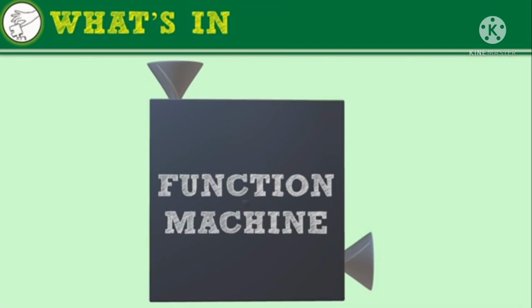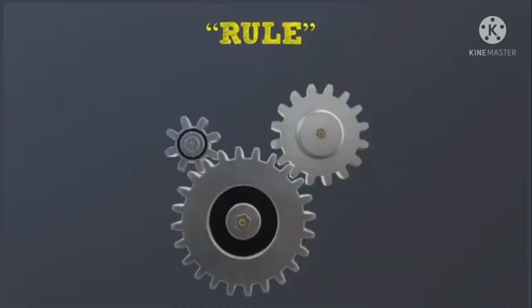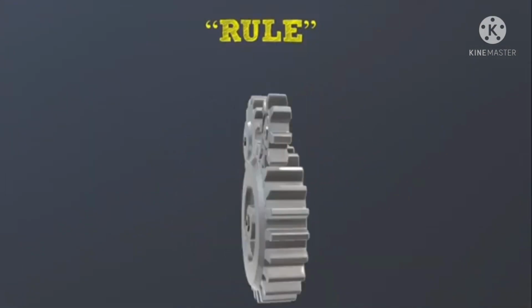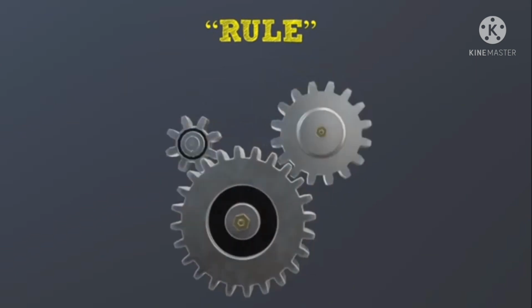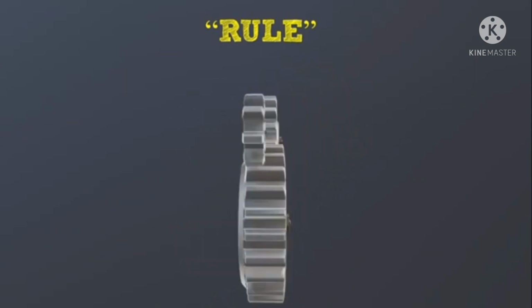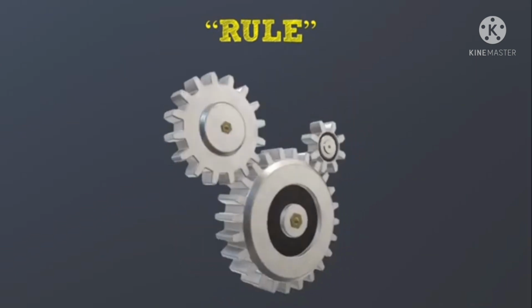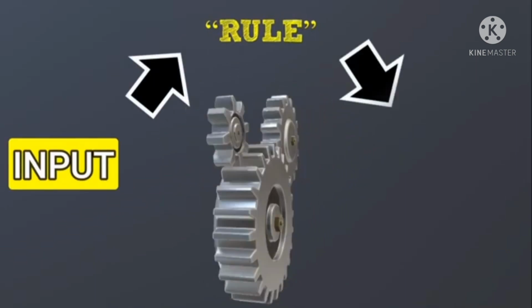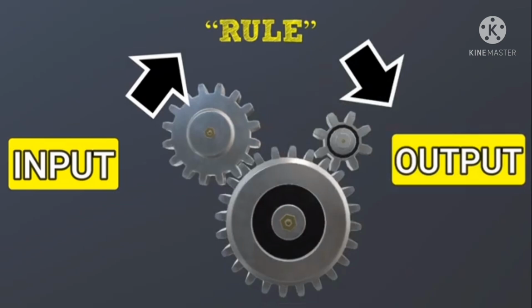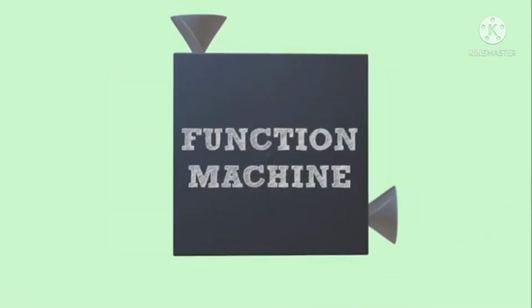Now, what's inside this machine? For us to understand why our input has been changed into our output, let's get inside. Because inside our function machine, there's a rule. So every time our input gets inside the machine, it follows a rule that leads to our results or our outputs. I repeat, our input gets in, follows the rule, and then gets out as an output. Remember our function machine to recall the meaning of functions.